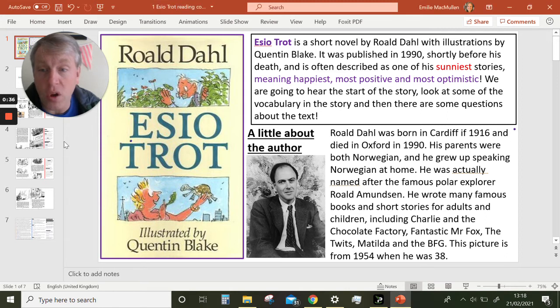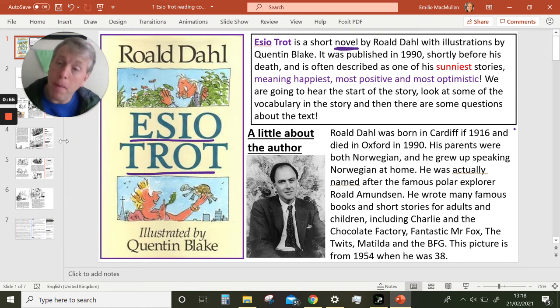So, before we start reading, let me just tell you a little bit about the book. The book is called Esio Trot, and it's a short novel. A novel is a story. A short novel by Roald Dahl with illustrations, pictures by Quentin Blake. It was published in 1990, which was actually just before Roald Dahl died. And it's often described as one of his sunniest stories.